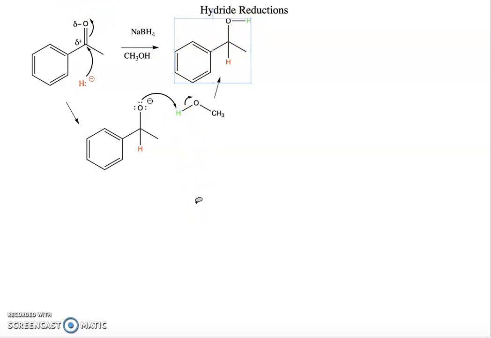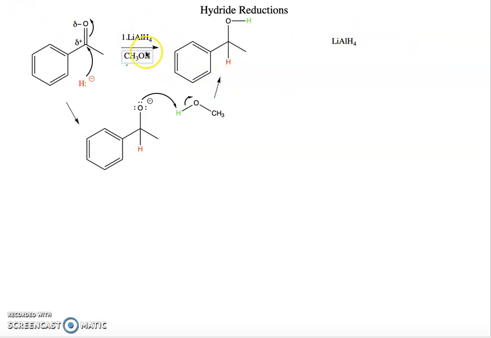Now there's another reagent that works a lot like sodium borohydride. It's lithium aluminum hydride. The mechanism for lithium aluminum hydride is so similar to sodium borohydride that I'm not even going to erase any of the structures I've drawn right here. I'm just going to make a few changes. I'm going to replace the sodium borohydride with lithium aluminum hydride.